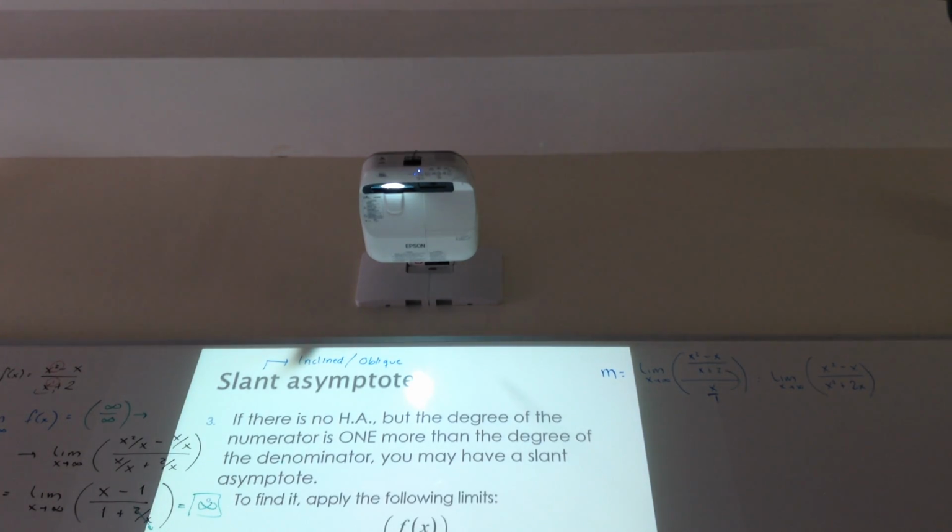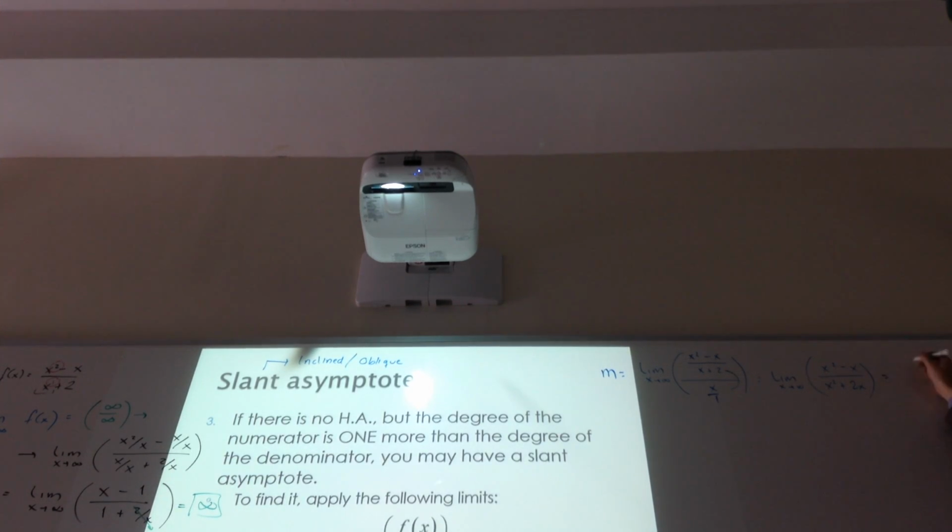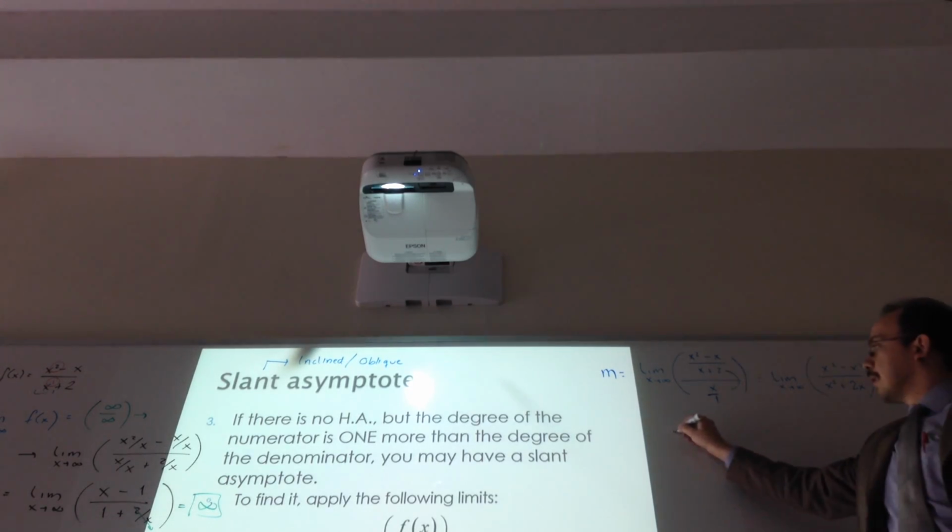Now we solve the limit again with the same procedure as with the other one. So evaluate this. What do I have? And if that happens, what do I do? Divide by x squared. Exactly.